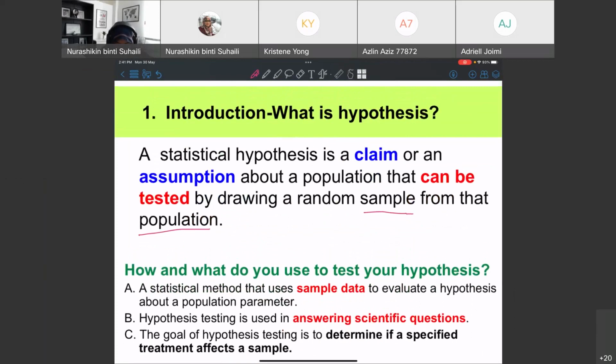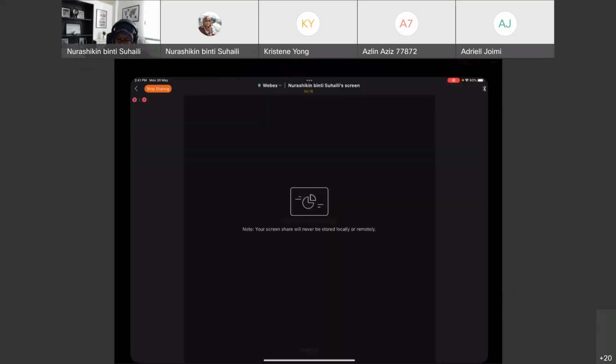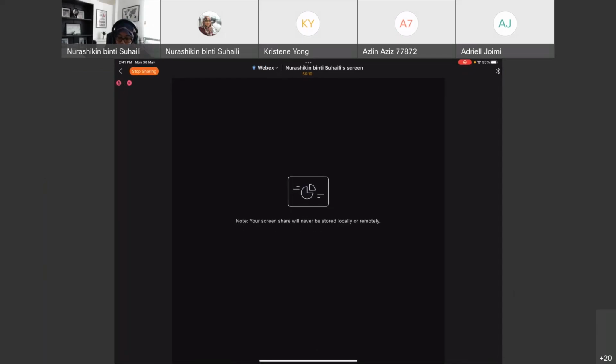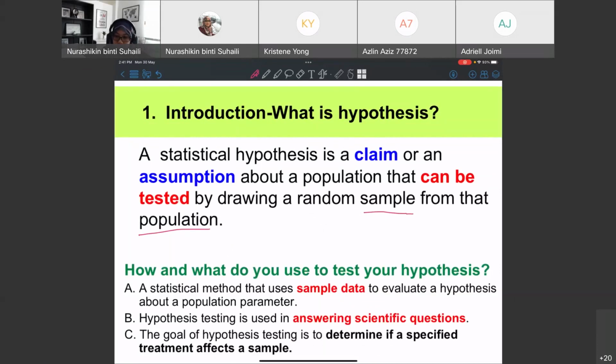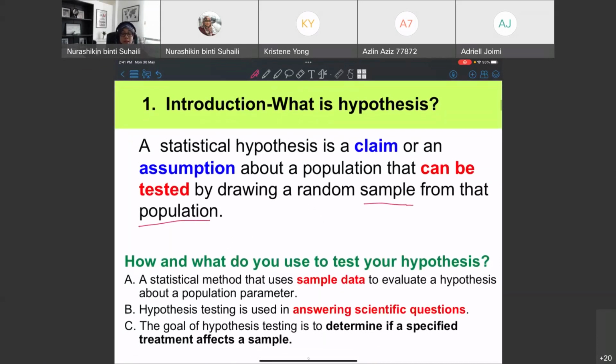So that is hypothesis, yeah? And then how and what do you use to test your hypothesis? So it means that once we set the hypothesis, when we do the experiments and analyze our data, we have to test our hypothesis in order to make a conclusion.